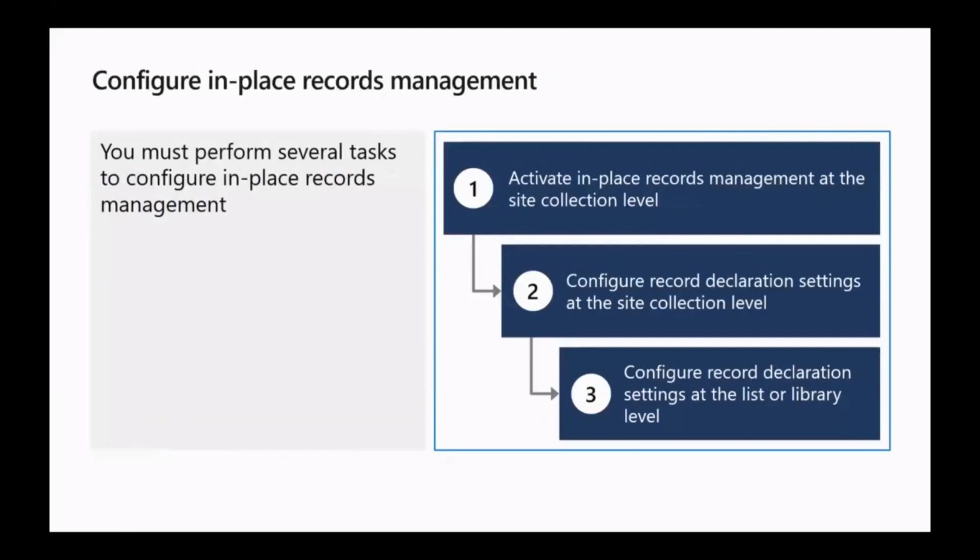And lastly, how you can configure in-place records management. Again, you must perform several tasks in order to configure in-place records management. The first step, of course, is to activate in-place records management at the site collection level. The next step could include configuring record declaration settings at the site collection level as well. And lastly, configuring record declaration settings at the list or library level can also be implemented. And remember, the first level is going to be applied at the company level, the organization level. This is for the whole company.